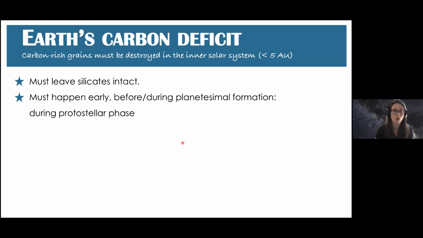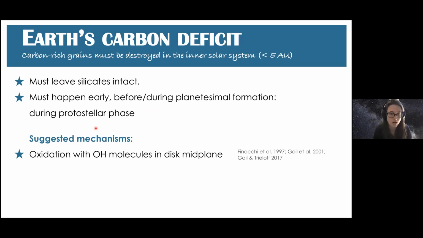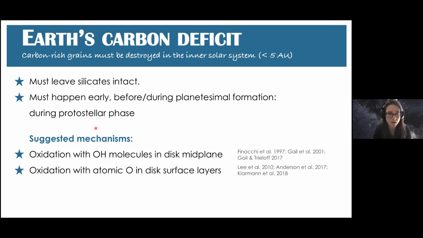So getting back to our carbon problem, if we have to destroy these grains early on before they have grown to larger sizes, it should happen during the protostellar phase. So maybe in the inner envelope, or maybe in a very young disk that has just started to form. In the literature, several mechanisms have been suggested for destroying carbon grains. For example, oxidation with OH molecules in the midplane, oxidation with atomic oxygen in the surface layers, or photolysis with UV photons. But so far, all the models show that none of these processes are efficient enough to deplete the carbon to the level that we would need to explain the level that we see in Earth.